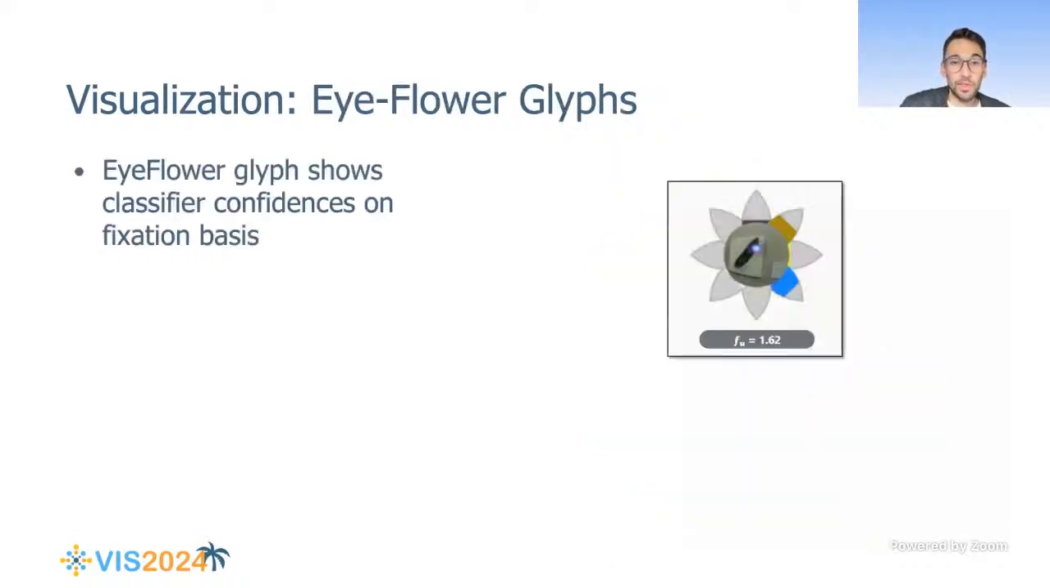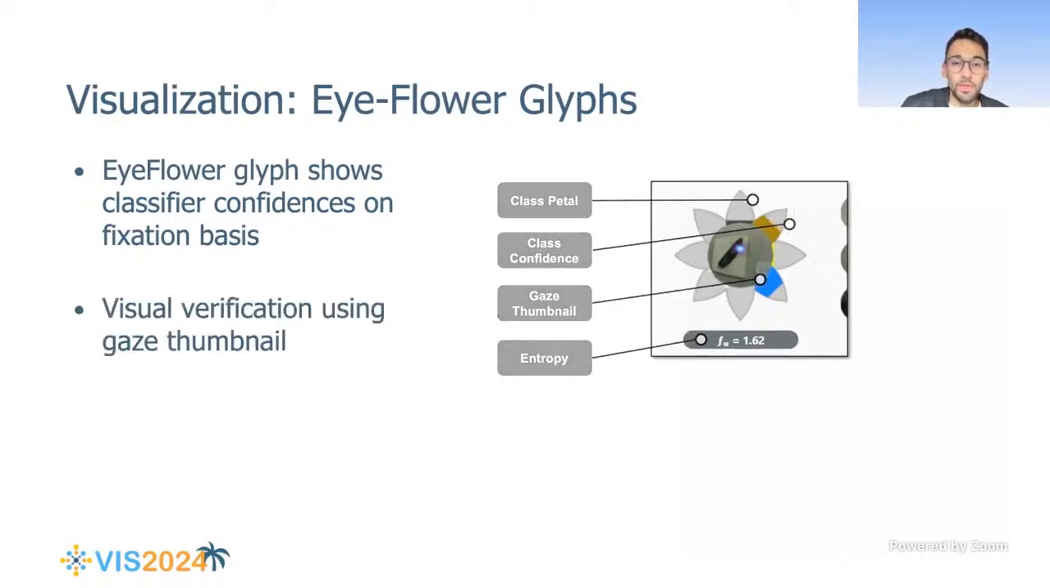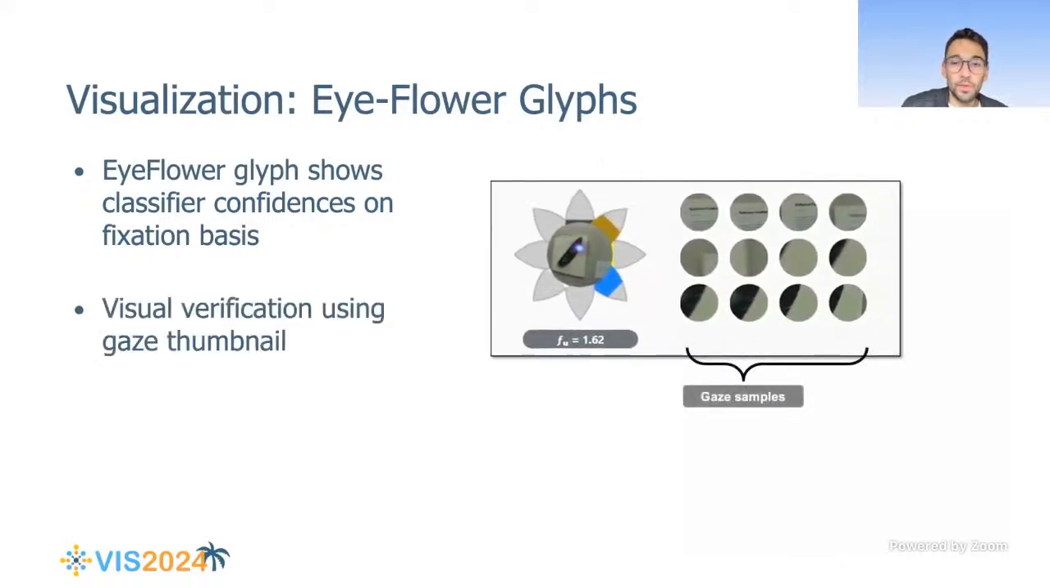iFlower glyphs show classifier confidence on a fixation basis. Each petal represents a label or class, with the value indicating the confidence level. It also includes a gaze thumbnail corresponding to the fixation center. The entropy acts as an uncertainty measure of the prediction. Additionally, we show all fixation samples as small gaze thumbnails, which again helps verify the classifier output.